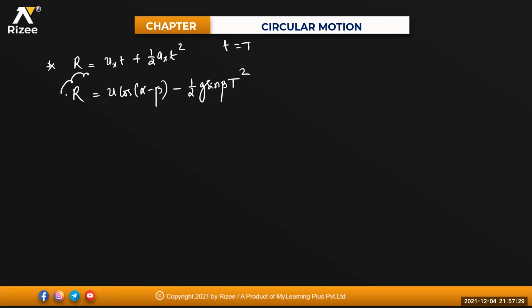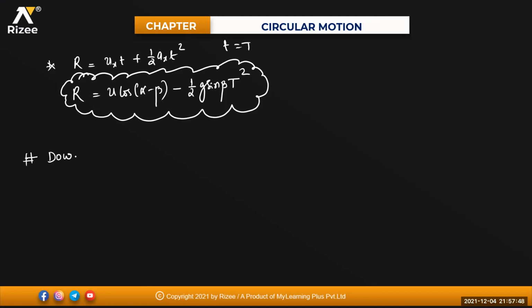So I personally request that you don't remember the direct formula. You directly just remember the relation R equals ux into t plus half ax t square and use this formula directly. You will get the answer. Clear? Next one.